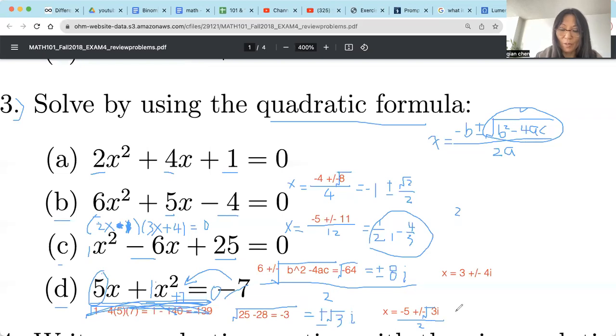So it's complex. We have two complex solutions. The real part is negative 5 over 2. The imaginary part is square root of 3 over 2 i. Then, of course, with two values: negative 5 plus square root of 3 i divided by 2, and negative 5 minus square root of 3 i divided by 2. So you see, irrational solutions and complex solutions come in pairs that are conjugates. One is plus, one is minus. All right. So let me take a break.